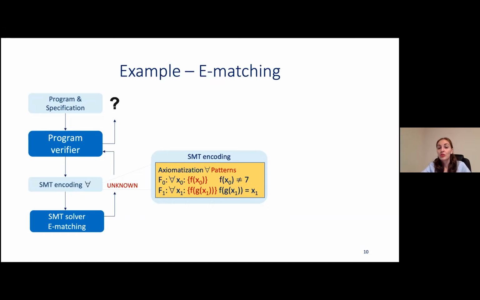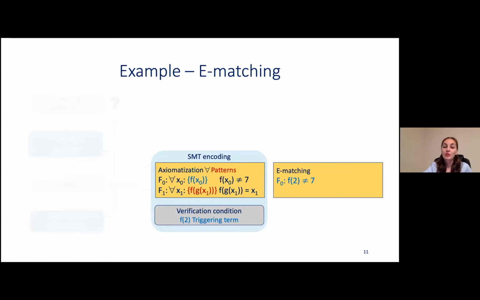However, E-matching, which is the algorithm that is mostly used in SMT-based program verifiers, cannot perform this reasoning automatically. This happens because E-matching is an algorithm based on patterns. These are syntactic hints, which are written here in our notation in red between curly braces. They are written by the developers of the axiomatization, and they inform the SMT algorithm when to perform the quantifier instantiations.